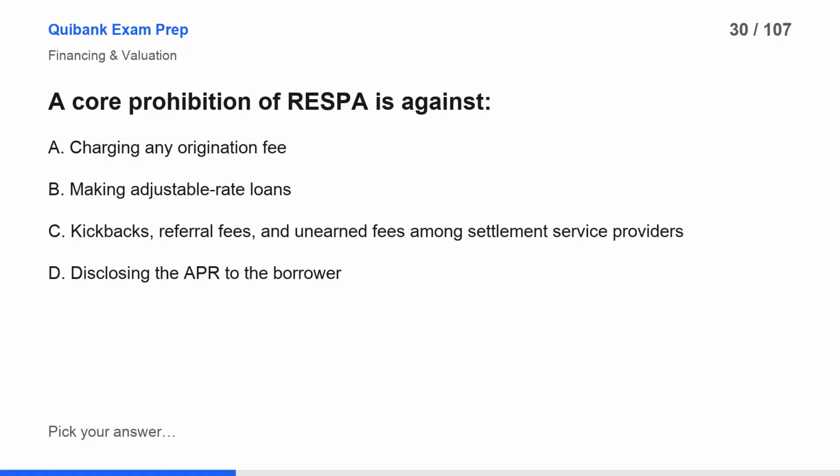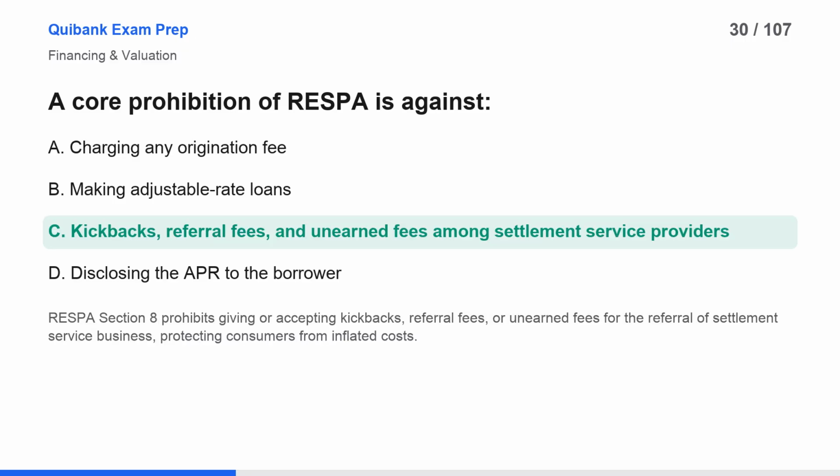Question 30. A core prohibition of RESPA is against A. Charging any origination fee. B. Making adjustable rate loans. C. Kickbacks, referral fees, and unearned fees among settlement service providers. D. Disclosing the APRA to the borrower. The answer is C. Kickbacks, referral fees, and unearned fees among settlement service providers.